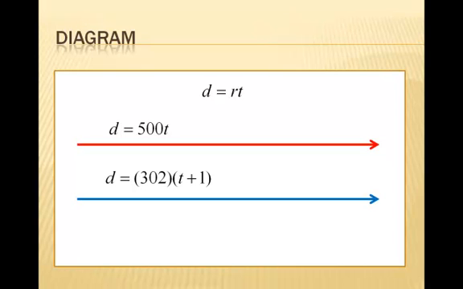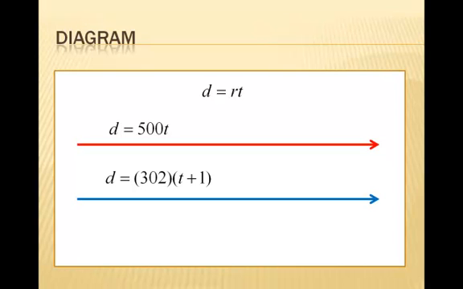So the red line represents the distance that the Boeing 737 is traveling. And notice that I haven't put anything in for D because I'm not sure how far it's traveled. I know it has a cruising speed of 500 miles an hour, and I've left the T because I don't know how long it's been traveling. And I've done a similar process for the Dash 8. Again, I don't know how far it's traveled, so I've left it as D. I know it has a cruising speed of 302 miles an hour, so I put that in for the rate.